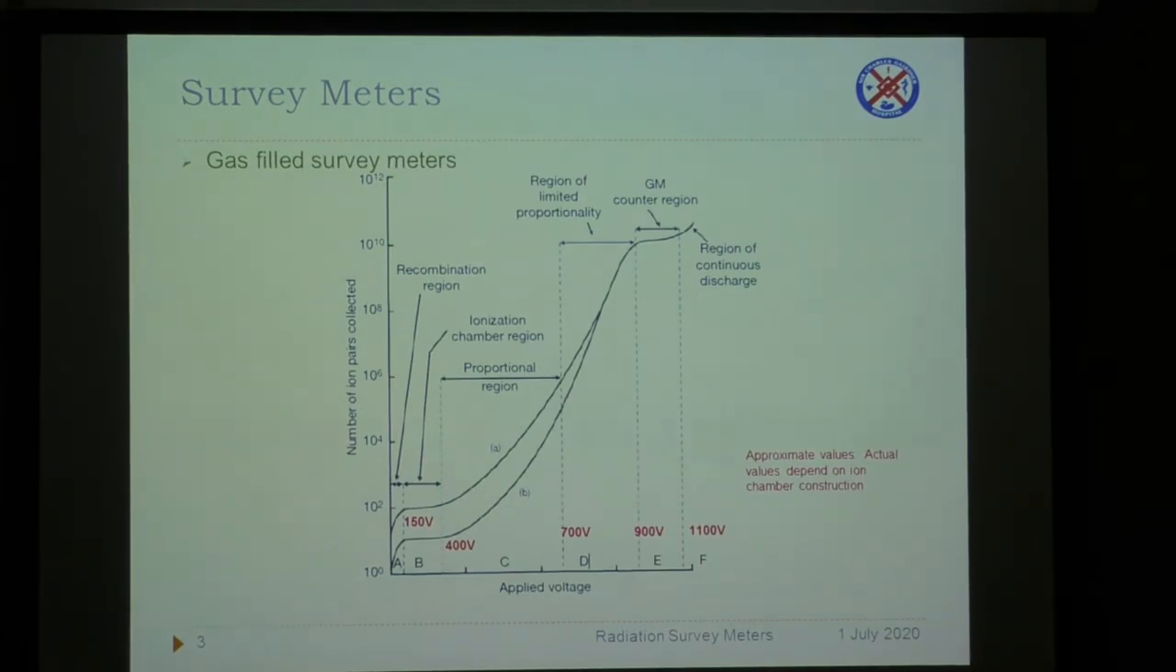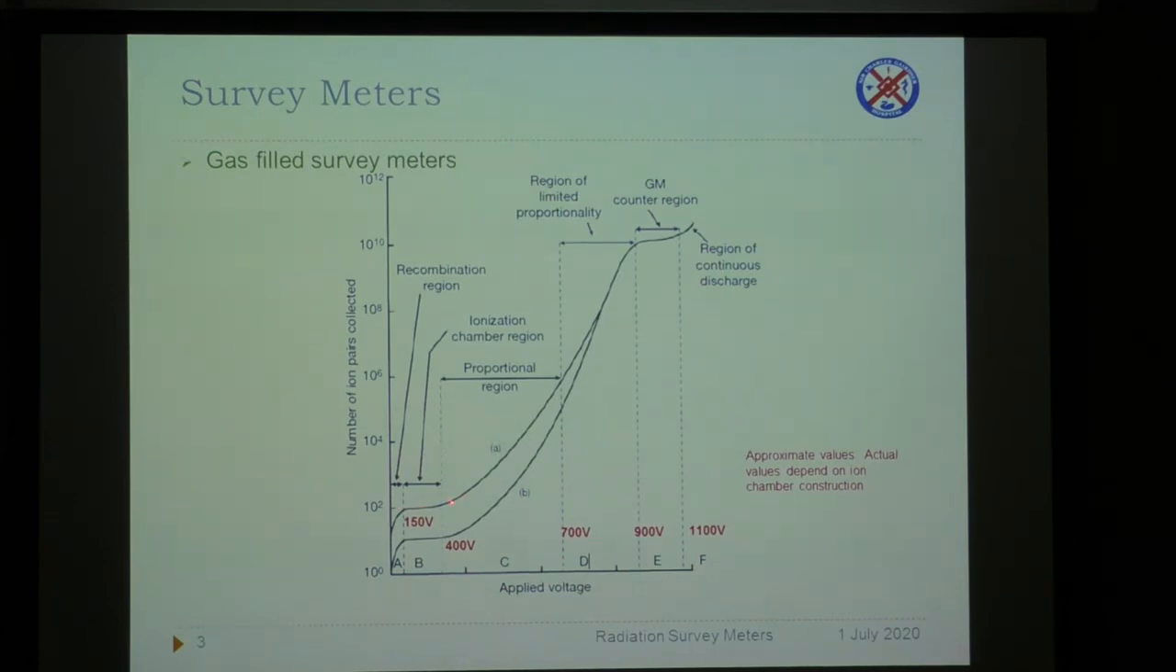Gas-filled survey meters again. So this is your plot of voltage versus your signal. As you increase the voltage, you're in this first region. At the start you're in the recombination region. So here, basically, you're not collecting all the charge you're measuring. Tom sort of hinted at that before. At low voltage, there's lots of recombination and you're not collecting all the signal. Then you start to plateau at this ion chamber region. This is where you measure your dose. This is where these chambers operate, that Tom was talking about, and this is where the charge collected is proportional to your dose through calibration factors.